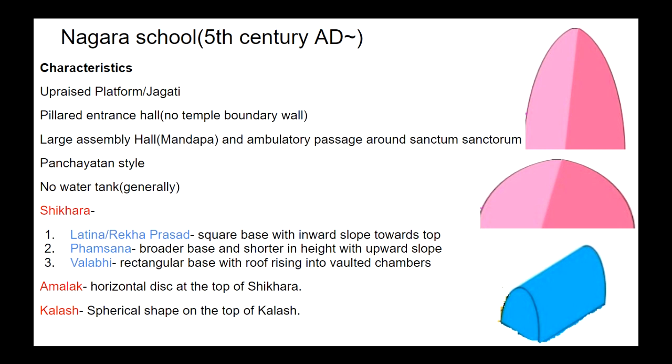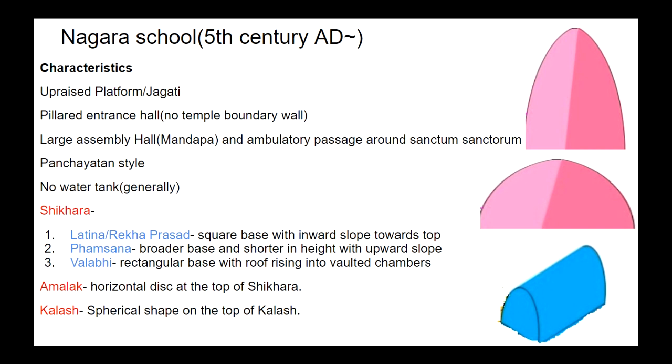Then the second one is Phamsana. It has a broader base with shorter height and an upward slope. So you can see the middle figure. It was similar to Rekha Prasad or Latina, but the base was broader and the height was shorter. So the slope was upward.